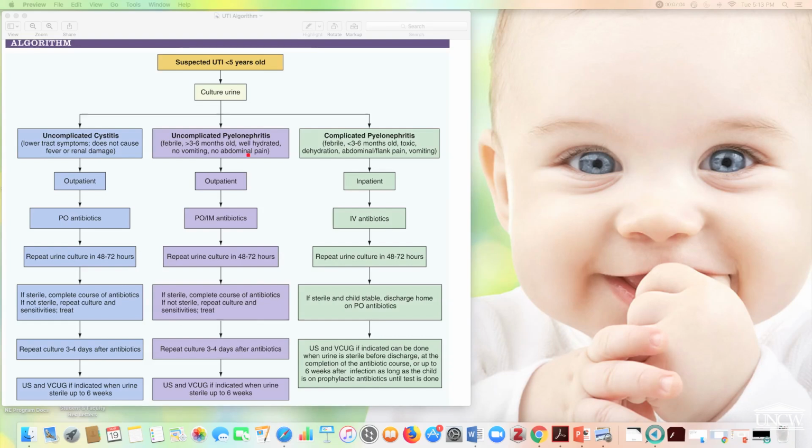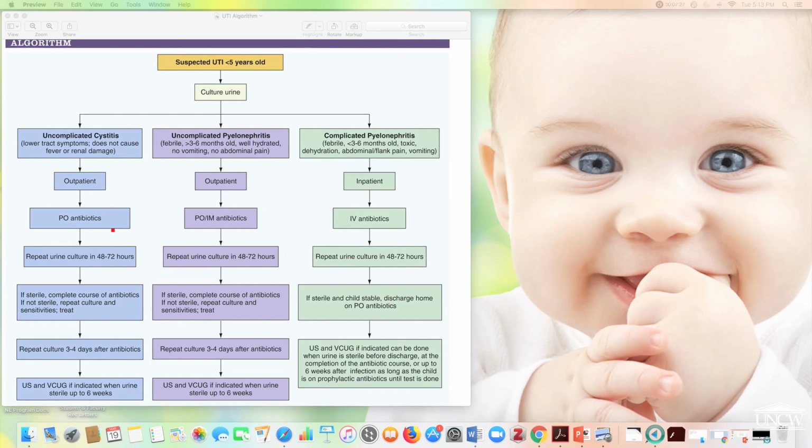Now, to get back to this algorithm here, one of the most important things you want to pay attention to is this third line here. How do you treat these kids? If they've got an uncomplicated cystitis, so basically they're coming in with their urinary tract infection symptoms, but they don't have fever, they have a positive urine, you're going to give them PO antibiotics.